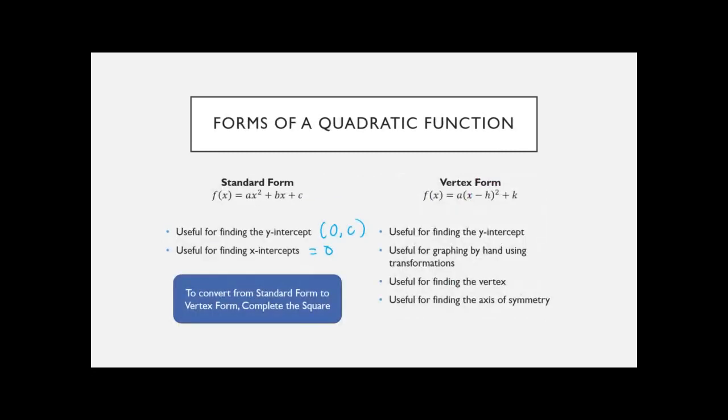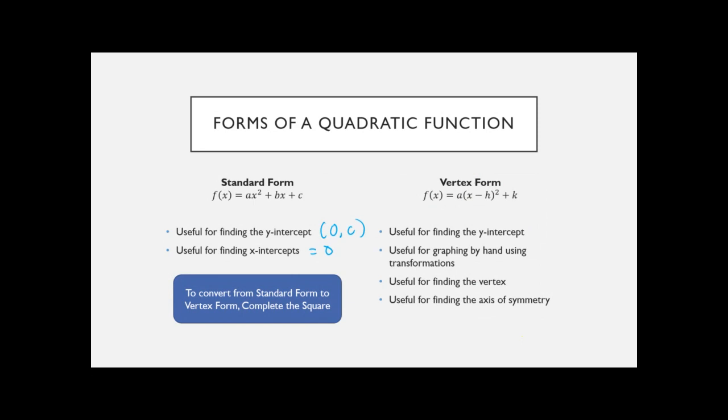There are two main forms of a quadratic function. We've got standard form, where it's ax squared plus bx plus c, and this is the kind of form you saw when we were solving quadratic equations. And then we've got vertex form, which will make the same graph as its standard form version, but the numbers in it give you the vertex.